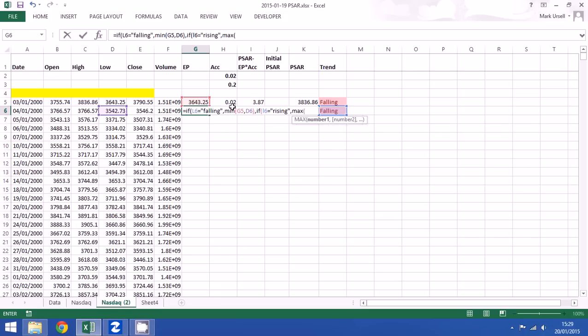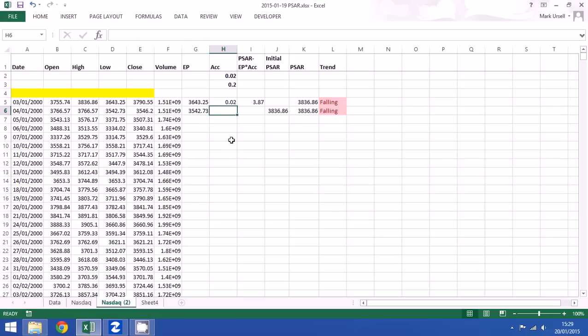If we're rising, if we're in an uptrend, then now we have to look at the max of either this, the previous value, or our new high. So there we've looked at all the different scenarios. We looked at if we're falling or if we're rising. Will only be one or the other.